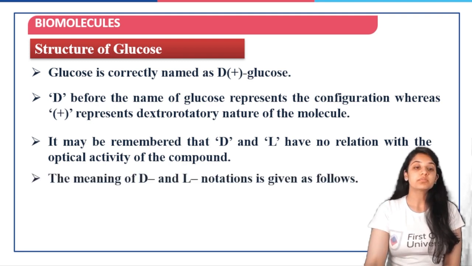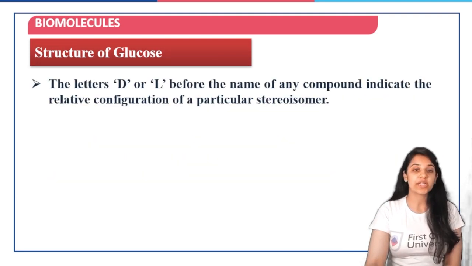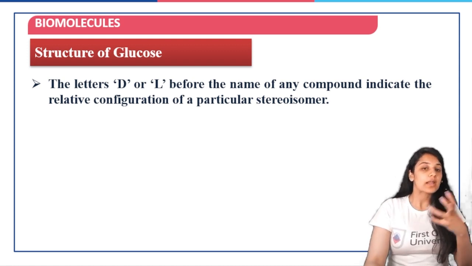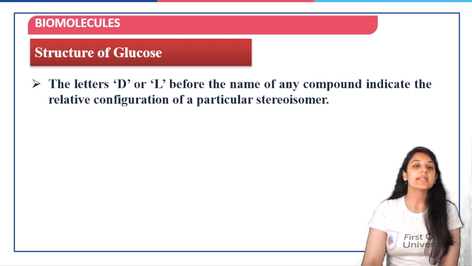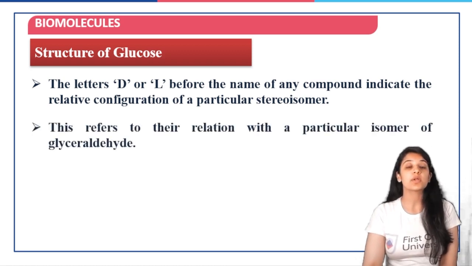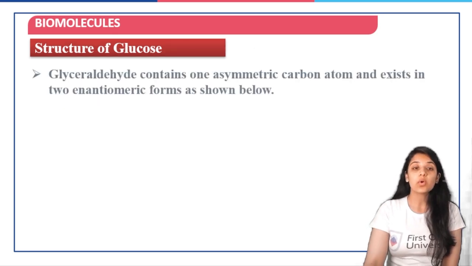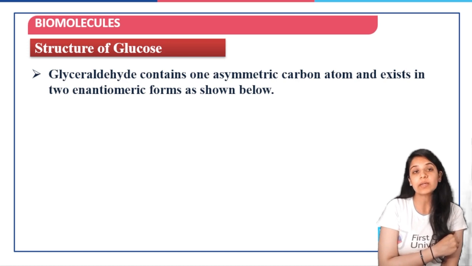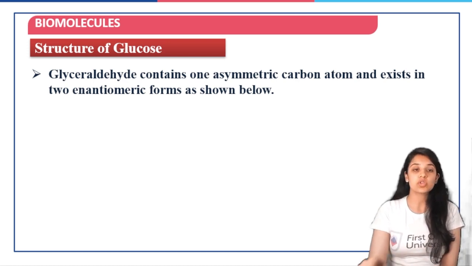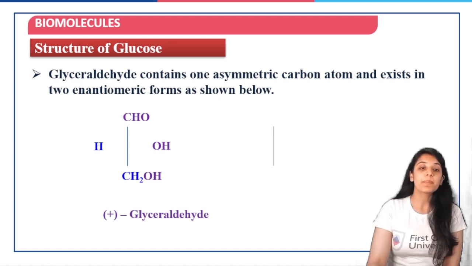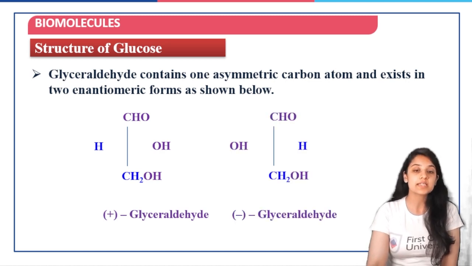The meaning of the D and L notations is basically that the letters D or L before the name of any compound indicate the relative configuration of a particular stereoisomer. This refers to their relation with a particular isomer of glyceraldehyde. So the structure of glyceraldehyde has one asymmetric carbon atom and it exists in two enantiomeric forms, plus glyceraldehyde and minus glyceraldehyde.